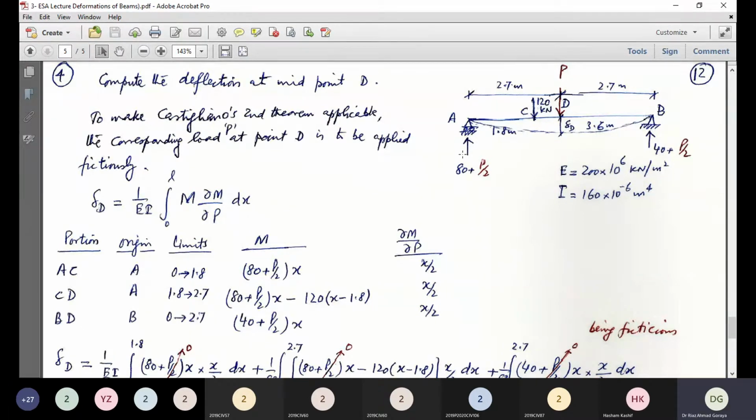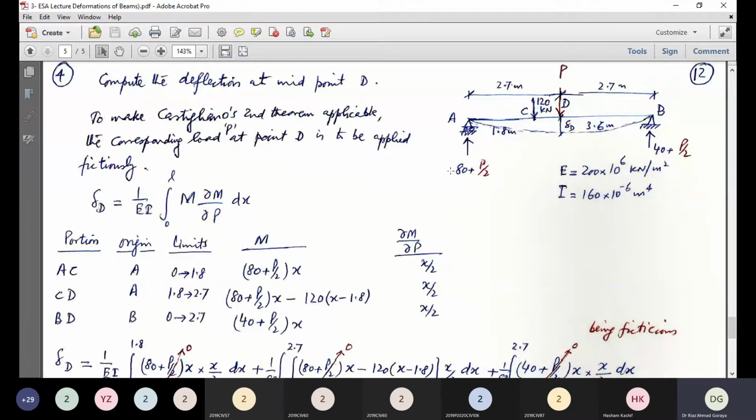Now, in the last problem, there were two portions, but in this problem, we have three portions: portion AC, portion BD, and portion CD. AC, first portion, origin is surely A, limit is same, 0 to 1.8. For portion BD, origin surely B, limit is 0 to 2.7 up to midpoint.